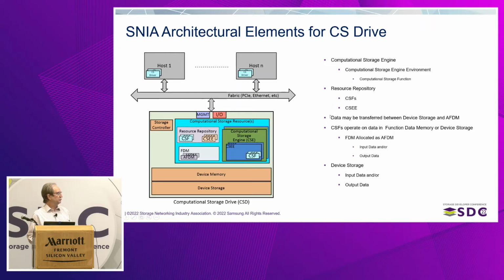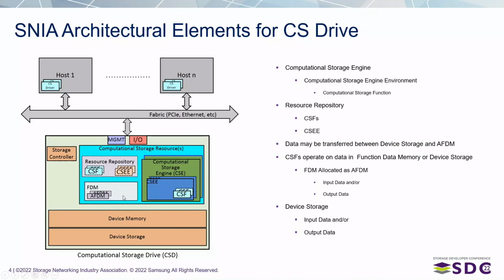Data may be transferred between device storage and your AFDM, which is part of your function data memory. Your function data memory is something that can be allocated for a given computation. Computational storage functions, in order to be operating, are over here as part of the computational storage engine, and they have to be activated here. They can, within the SNIA architecture, operate on data that is in allocated function data memory. They can put their results in that allocated function data memory.